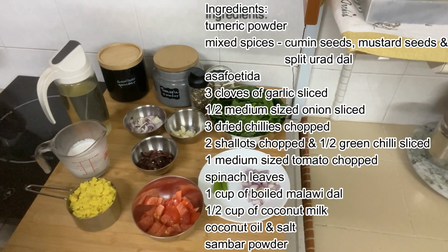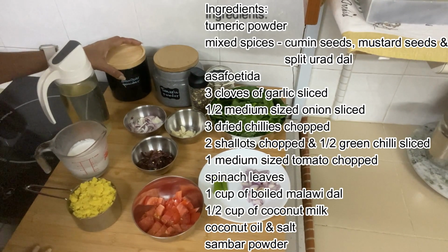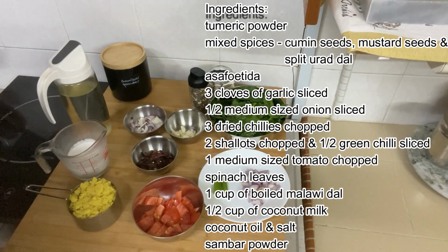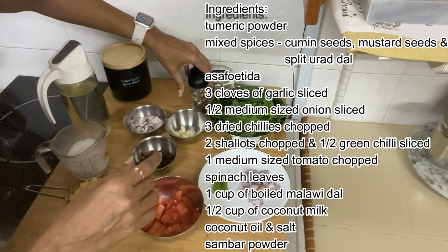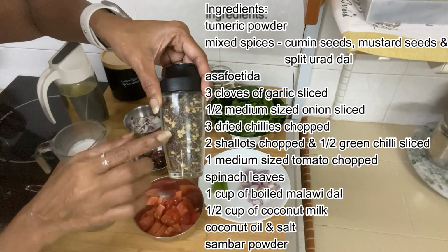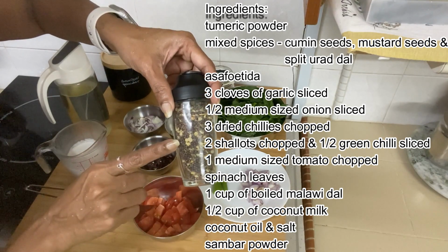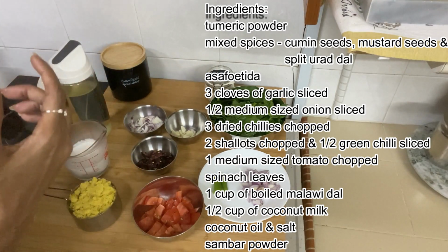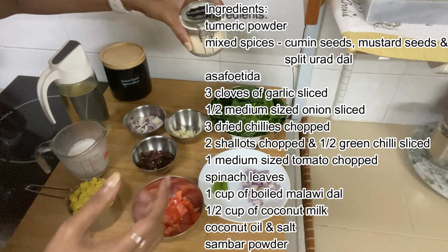So for today's dish, I'm going to use this, and let's get to the ingredients. These are the ingredients that I'm going to use today. I'm going to use some turmeric powder, and then some mixed spices. In this case, as usual, my mixed spices are always split urad dal, mustard seeds, and cumin seeds, and then some asafoetida.